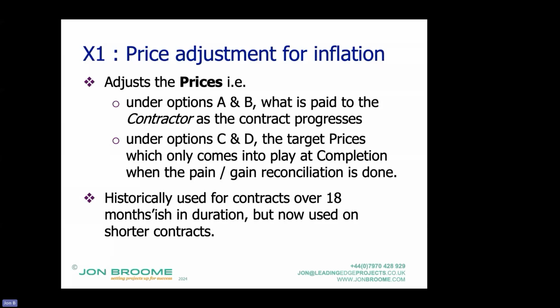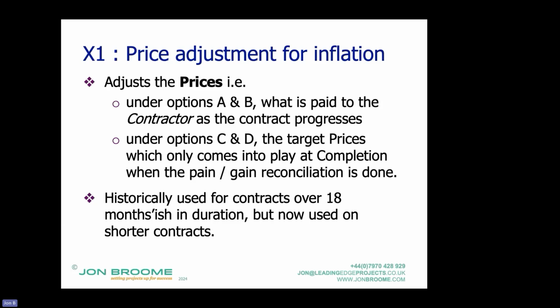So under options A and B, that's what is paid to the contractor as the contract progresses. So an activity which is bid and accepted at £10,000, if it's completed at the end of the first year of the contract, and inflation is 10%, the contractor will get paid £11,000 for it. So that's how that works.